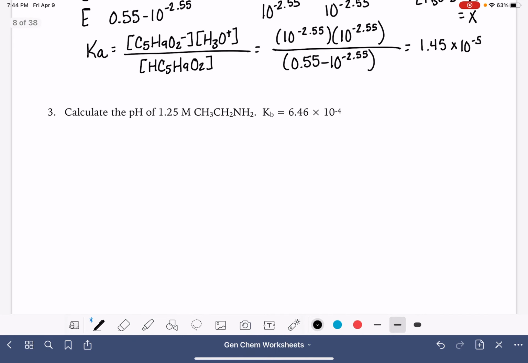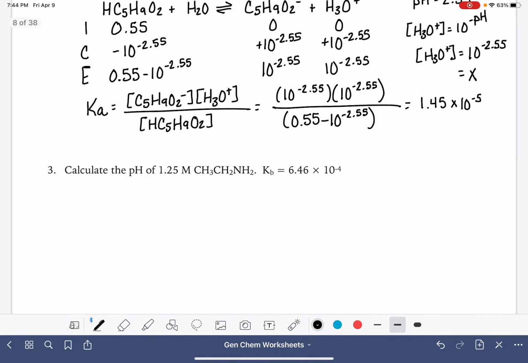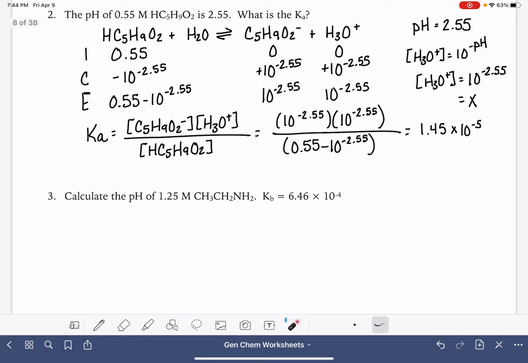We've got, I believe, one more to go. Yes, one last problem to go. This one is asking us to calculate the pH of a solution that is a base. I know it's a base because we have a Kb instead of a Ka. So this one is going to be pretty similar to the first problem that we did.